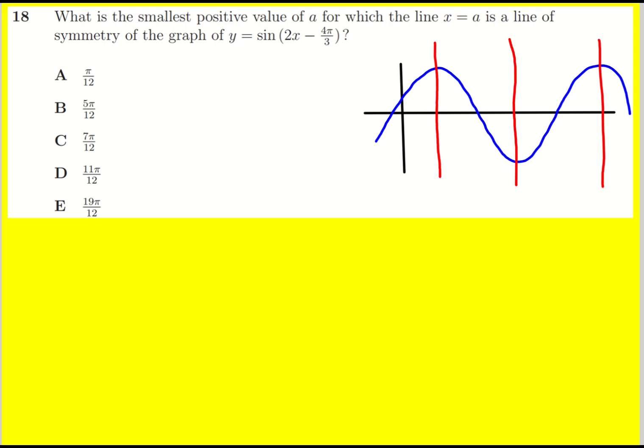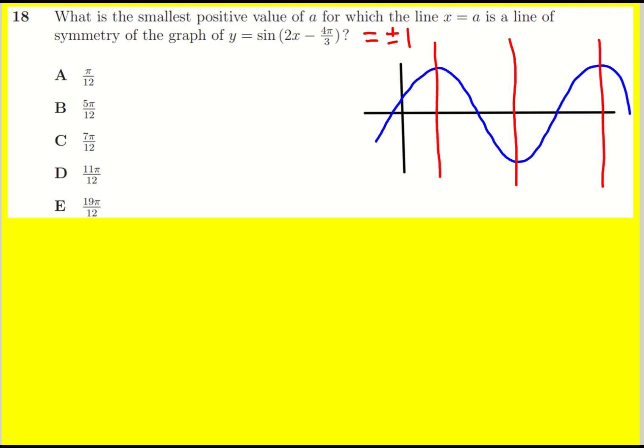So in fact, a line of symmetry on any sine or cos graph is any line that goes through a peak or a trough. So to solve this, you could solve this equal to plus or minus 1, and then solve it in the first case and the second case and find the smallest value of x. That will work absolutely fine. I've seen that in worked solutions.